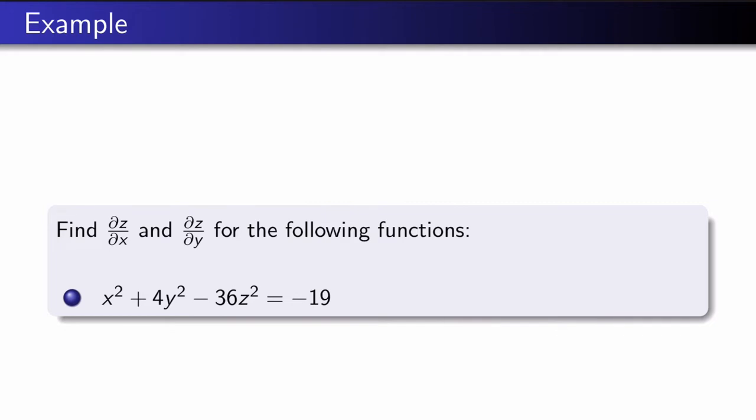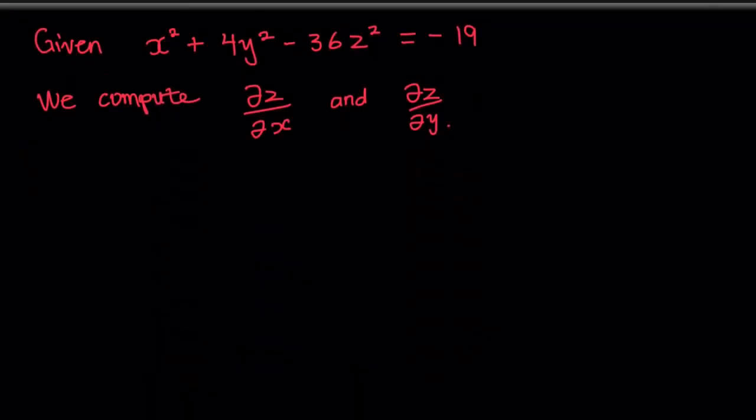Compute del z del x and del z del y, given the function x squared plus 4y squared minus 36z squared is equal to minus 19. So we first compute del z del x.